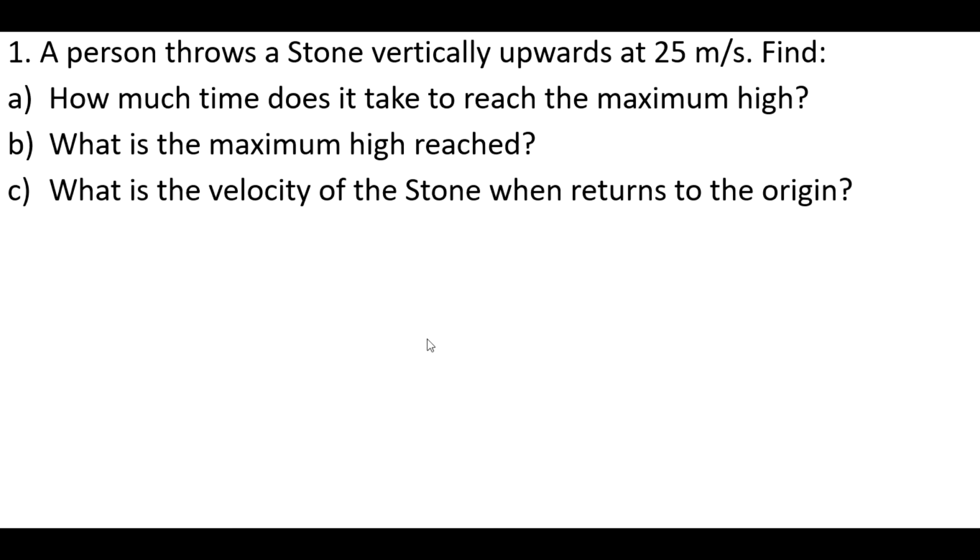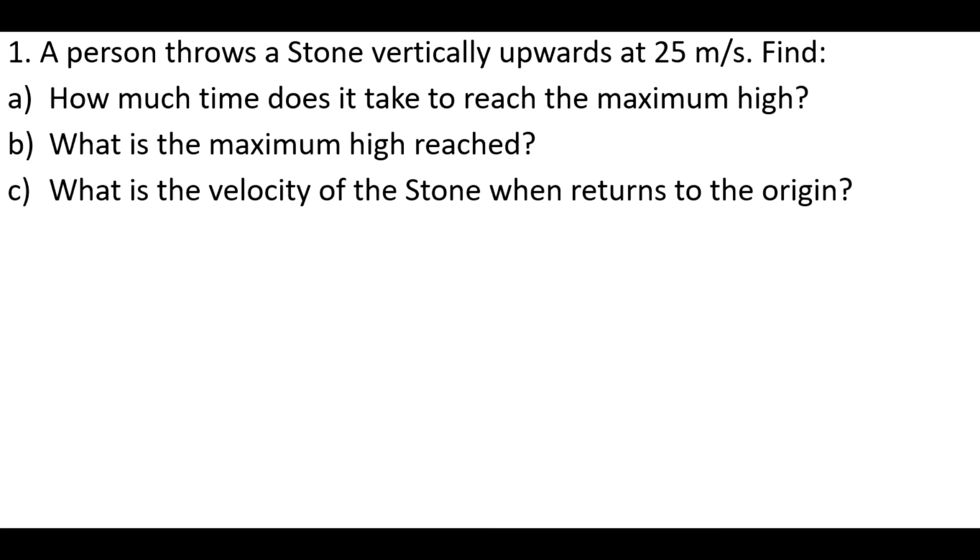This is the first problem about the vertical throw upwards problem. Okay, so let's do it. It says a person throws a stone vertically upwards at 25 meters per second. Find, this is the only data that they give us, how much time it takes to reach the maximum height, what the maximum height reached is, and what the velocity of the stone is when it returns to the origin.